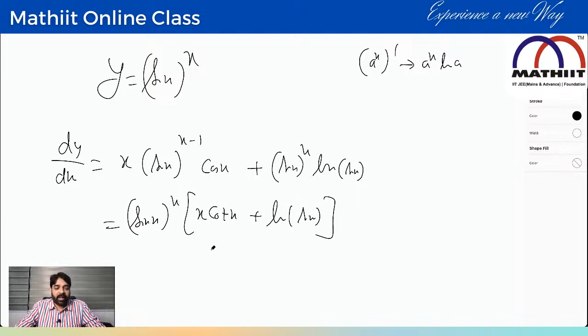I hope you understand. Is this clear to everybody? Please confirm. I don't care whether it's a power, product, division, or this or that. One function constant, other variable. Keep on doing, the answer will always come.